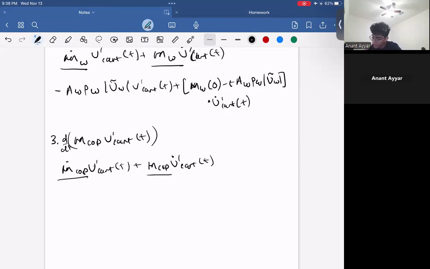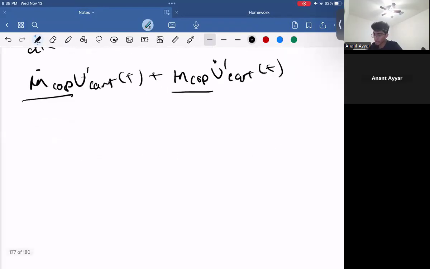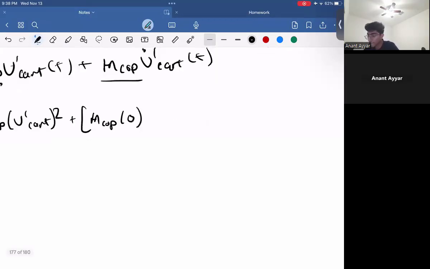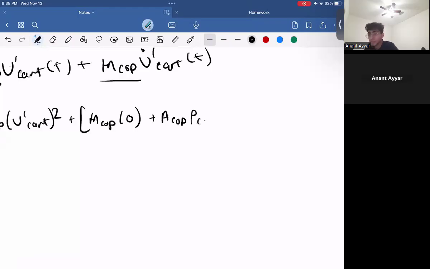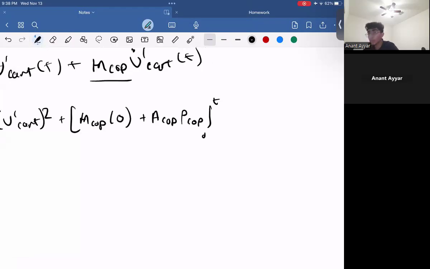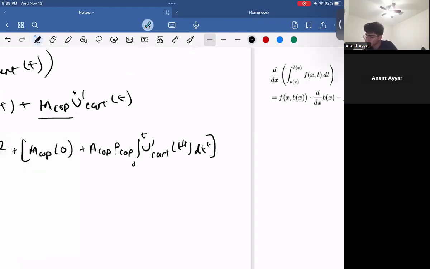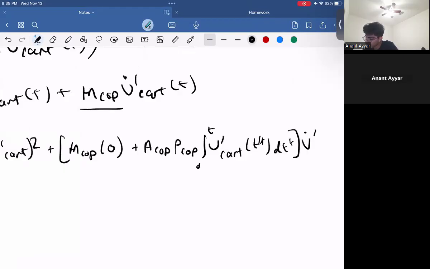Again, same thing from part B. We know those two expressions. So we can now just write that down as area of the copper, density of the copper, v prime cart squared plus the integral of the velocity of the cart, that's the dummy variable, and then multiplied by the rate of velocity change of the cart. Okay, so that's number 3.